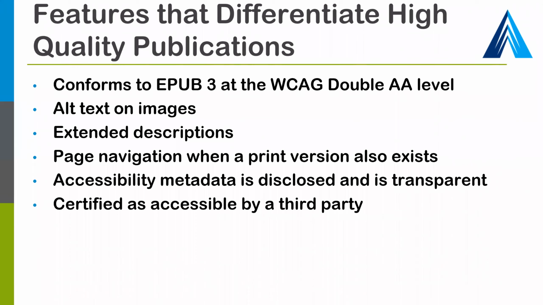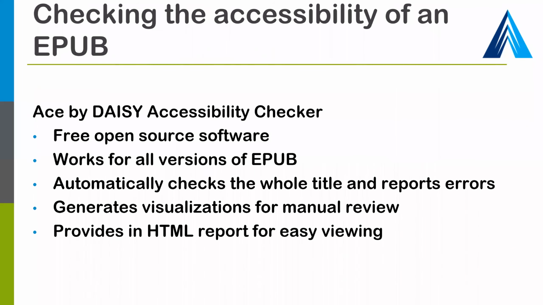Certified as accessible is another one of the metadata features, where you can identify the third party that verified the accessibility of this publication. Moving on.